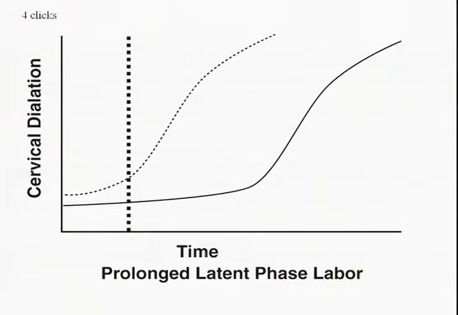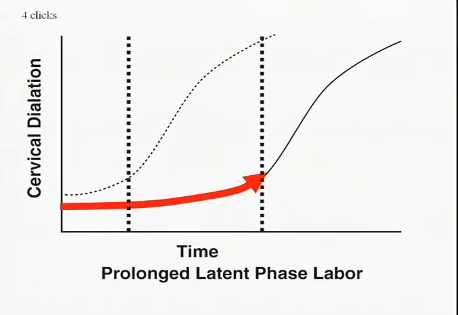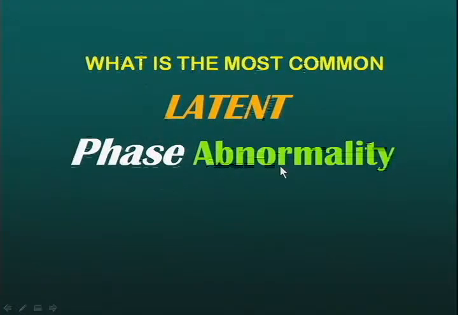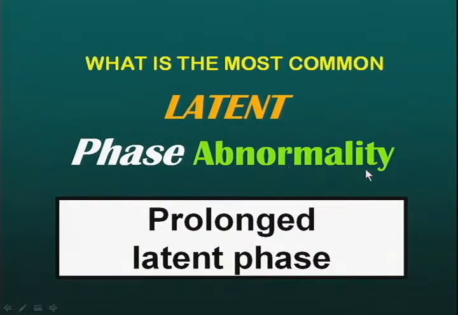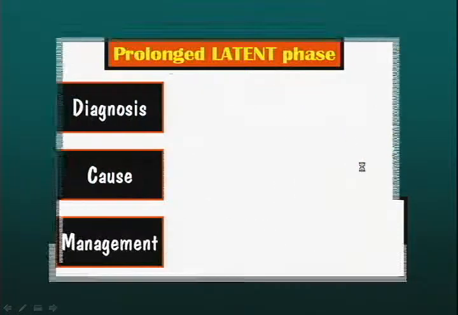Here we have the transition from the latent phase to the active phase in a normal labor curve. Here we have the transition from the latent phase to the active phase in a prolonged latent phase. So this is a prolongation. If it runs more than 14 to 20 hours, then we say it's prolonged latent phase. The most common latent phase abnormality is a prolonged latent phase.